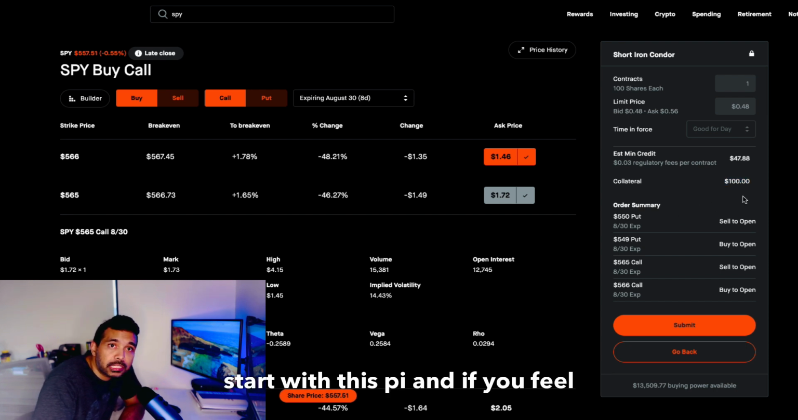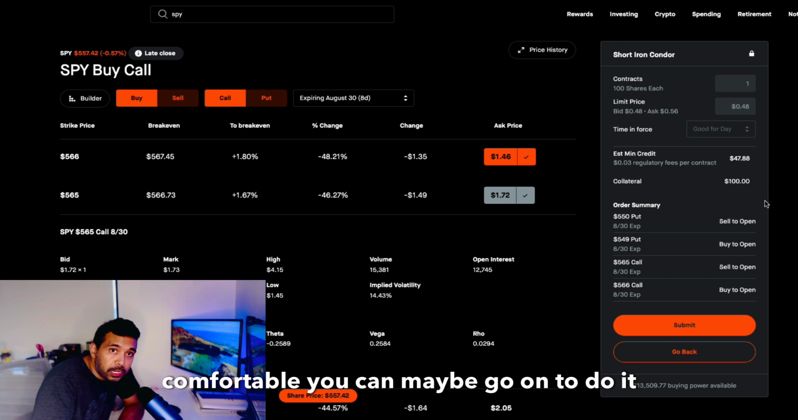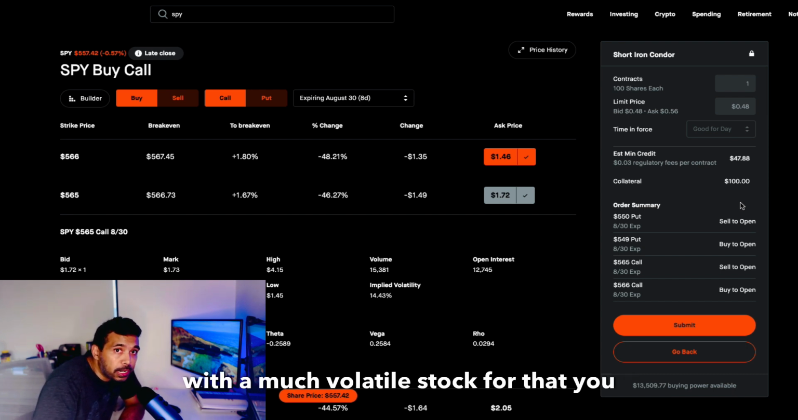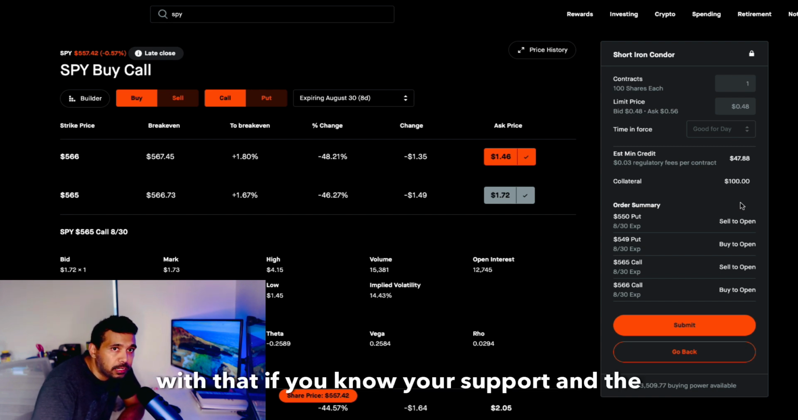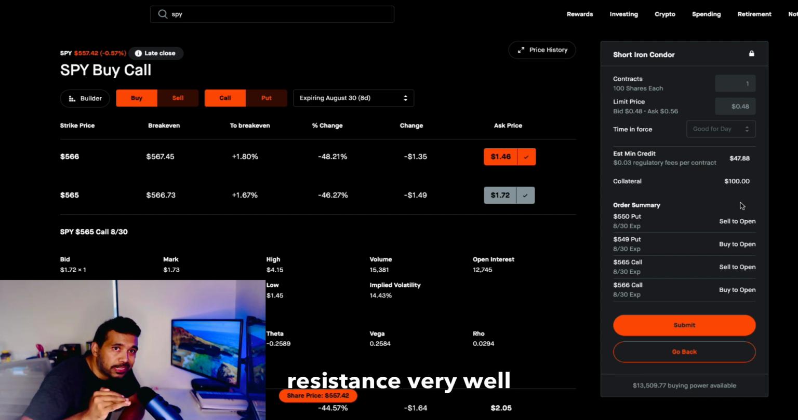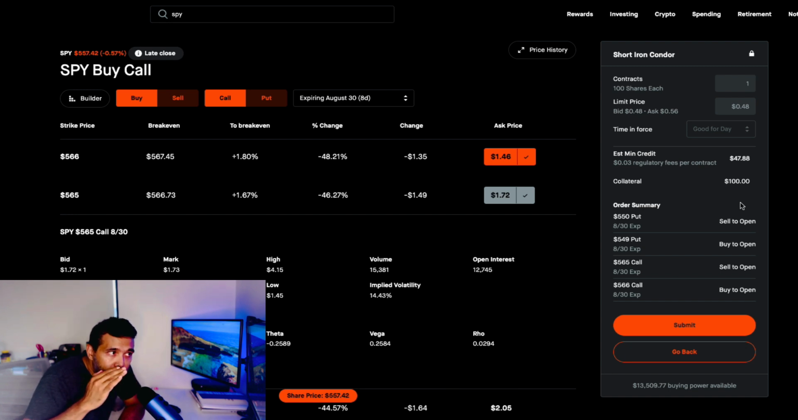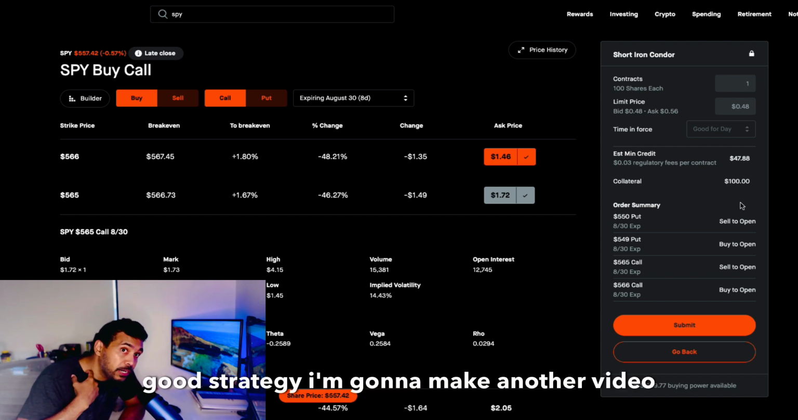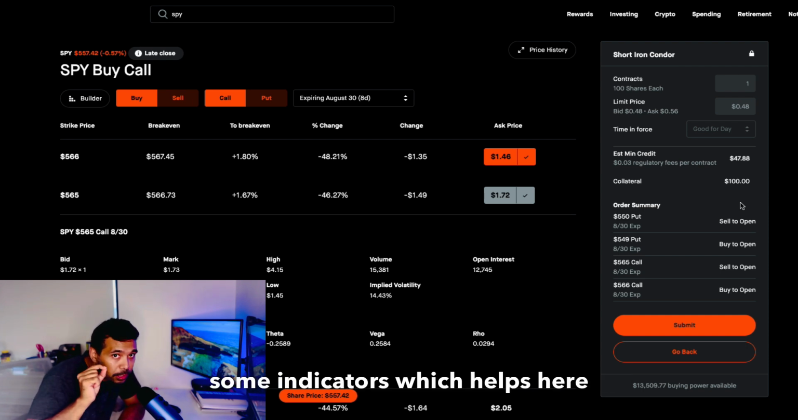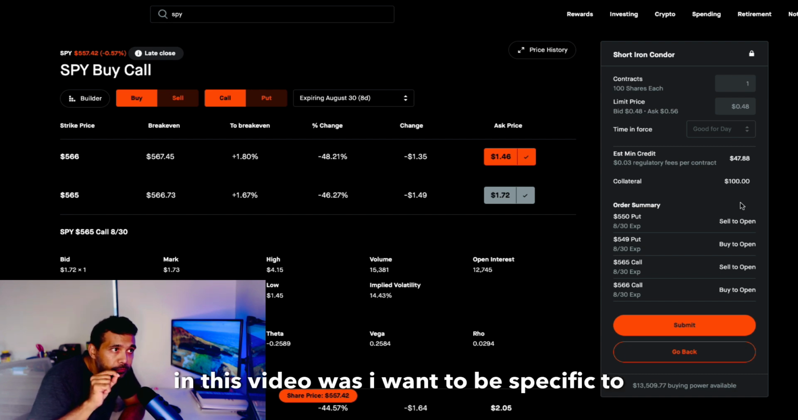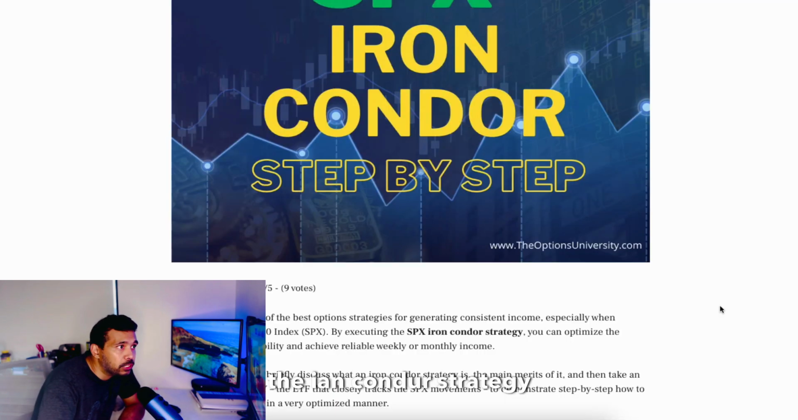Definitely start with SPY, and if you feel comfortable, you can maybe go on to do it with a much more volatile stock. For that you need a little bit of technical analysis, but if you know your support and resistance very well, this is a good strategy. I'm going to make another video to explain the best way to select these strike prices, because there are some indicators which help here. In this video I want to be specific to the Iron Condor strategy.